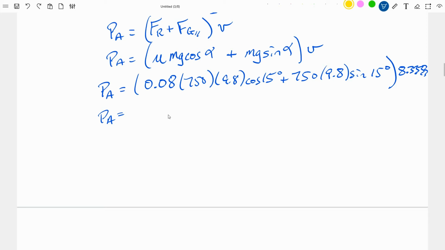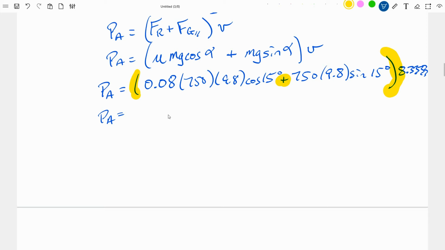So on my calculator, I'm going to start with open bracket. I do need this bracket on my calculator because it's ultimately serving to hold all of this together, especially since there's two separate terms in there. Those are not optional brackets. So I've just hit open bracket on my calculator. I'm entering now the following. 0.08 times, literally the times button, 750 times 9.8. Probably don't need this times on my calculator, but I have a bad habit of it.